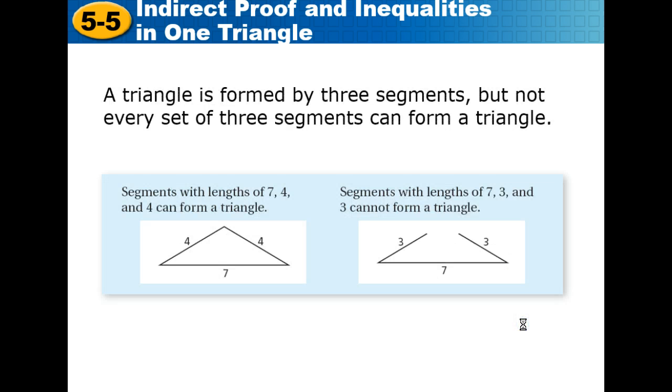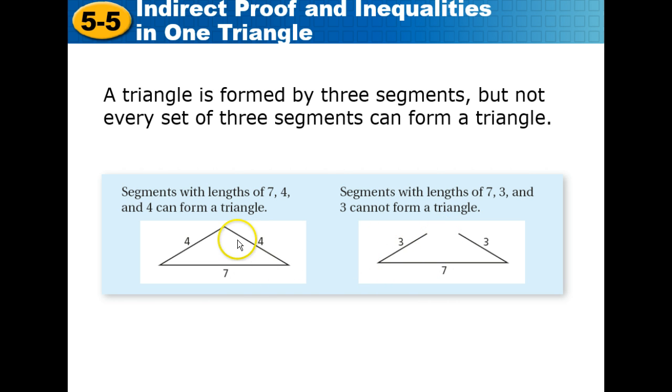Alright, the next thing I want to talk to you about is called the triangle inequality theorem. The triangle inequality theorem simply says that there are some lengths of segments for which it is impossible to form a triangle. Okay, and you can see from this picture right here, if I had side lengths of 7, 3, and 3, these two will never touch. So what's the difference between these two?